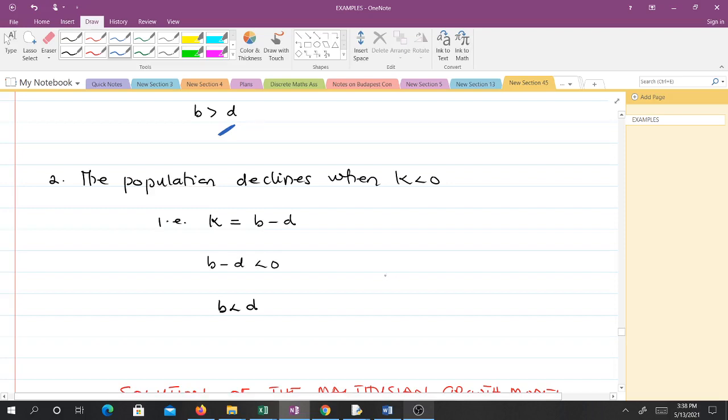So right now we have the model which is dP/dt is equal to kP. Note that in some books you can see dN/dt is equal to rN. So for them, they use r to be b minus d, and they use N to be the total population size. Okay, and it is the same thing, just that we have different variables.